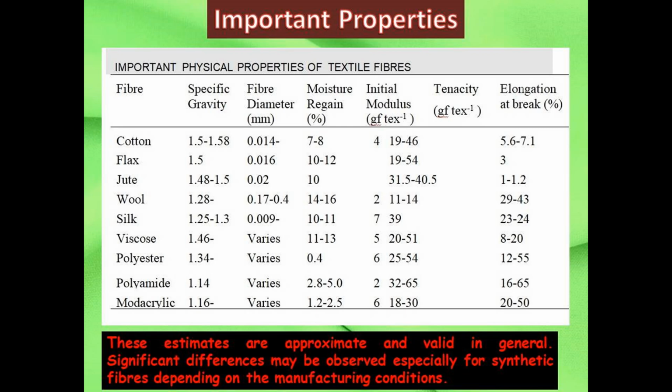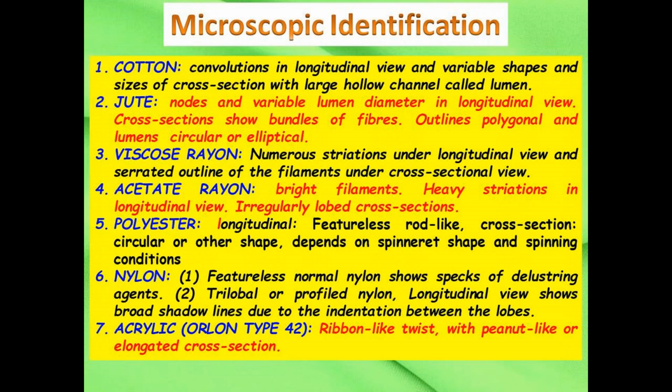Elongation at break: cotton 5.6 to 7.1, flax 3, jute 1 to 1.12, wool 29 to 43, silk 23 to 24, viscose 8 to 20, polyester 12 to 55, polyamide 16 to 65, modacrylic 20 to 25. These estimates are approximate and valid in general. Significant differences may be observed, especially for synthetic fiber, depending on the manufacturing conditions.